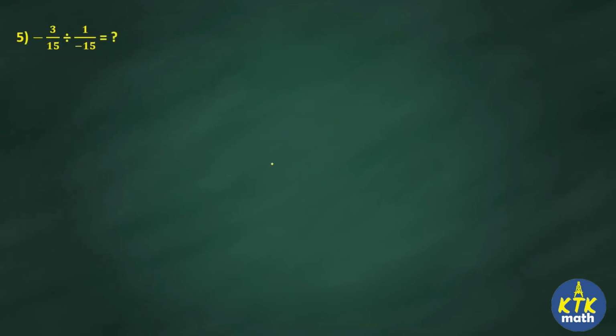So the fifth question is based upon divide. Minus 3 by 15 divided by 1 by minus 15. So you should know how to divide two fractions. But here they gave symbols also. So I'll tell you how to do it. It's a very easy one. Whatever the question they are giving, just write it as it is, 1 by minus 15.